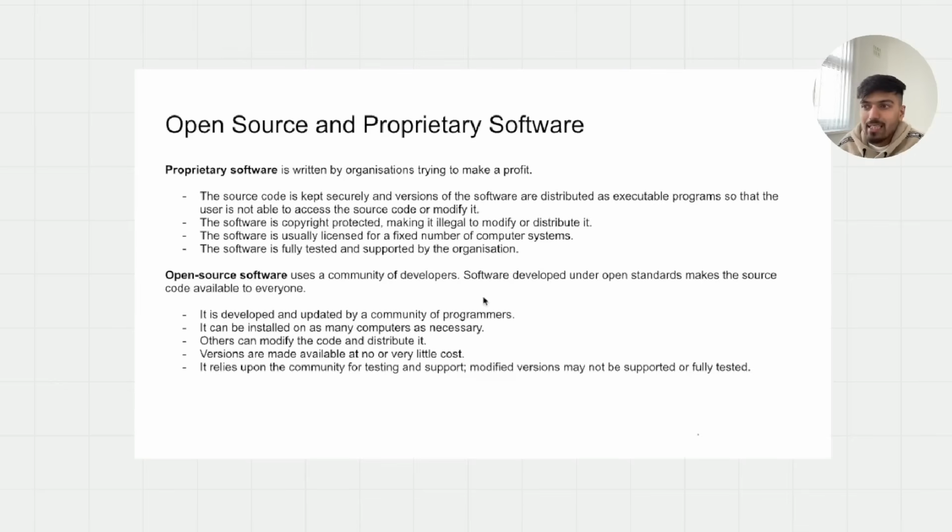Open source uses like a community of developers. Software developed under open standards make the source code available to everyone. So with proprietary, source code is hidden. With this, it's actually open for developers to change and modify it.